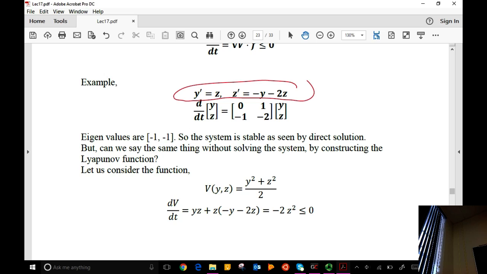Because I have constructed by inspection, by intuition, whatever it is, a function V, the Lyapunov function, that has this property: dV/dt is less than 0 and V is greater than 0, because y and z are squared, right? So this function meets those two criteria. This is positive definite, its derivative is negative definite. So without solving that equation, I make the claim that it is stable.